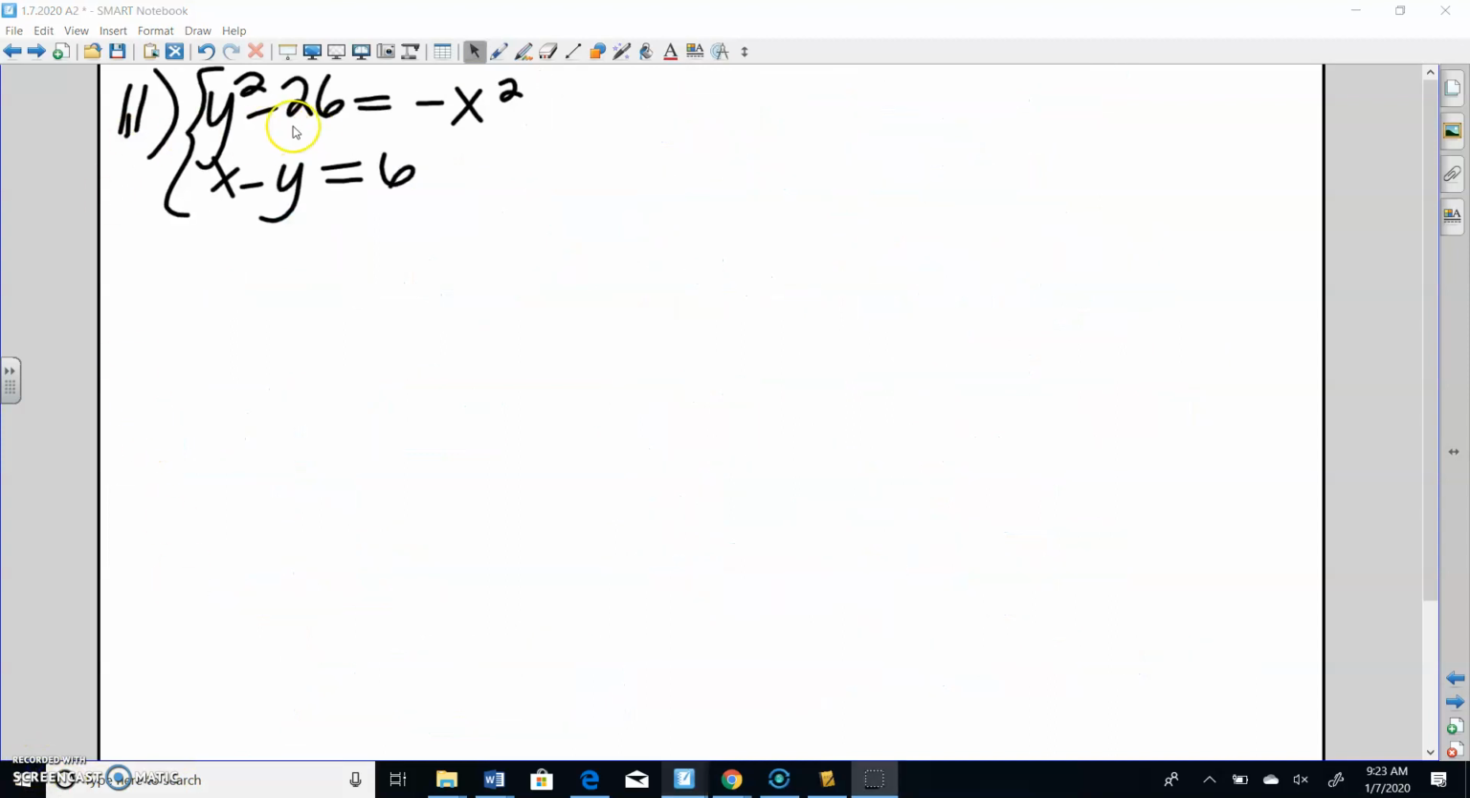Okay, so on 11 we have a circle and a line. So we could have 0, 1, or 2 points of intersection. Can't cancel the y's because this is a y squared and that's a y. Can't cancel the x's, same thing, x squared and x. So what I would do is look at this second equation, and very simply, I could add y to both sides and solve for x. So that's what I'm going to do. I'm going to add y to each side here so that I get x equals y plus 6.